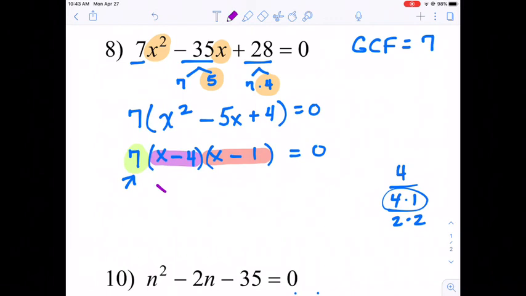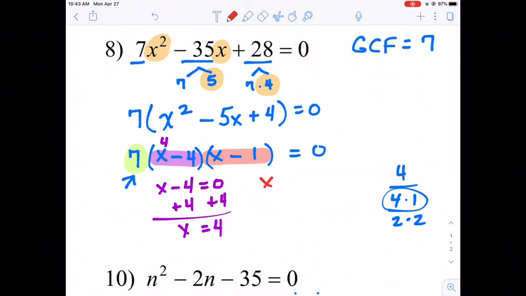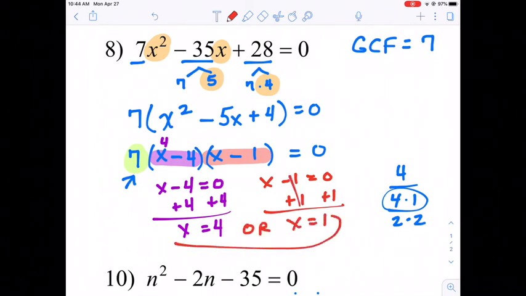So I'm going to look at the second term. If I set that equal to 0, it is possible to get an x of 4. If x was 4, that quantity in the parentheses would give me a 0. That's one of my answers. Now I go to the third term, the x minus 1. Could it equal 0? If I add that 1 to both sides, I get x equals 1. My two answers are x equals 4 or x equals 1.